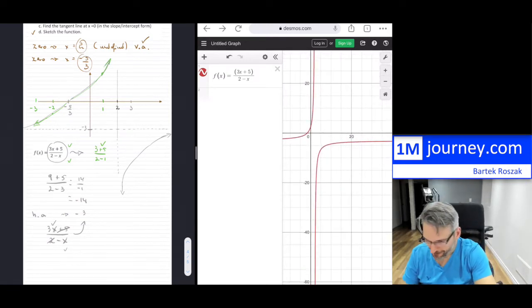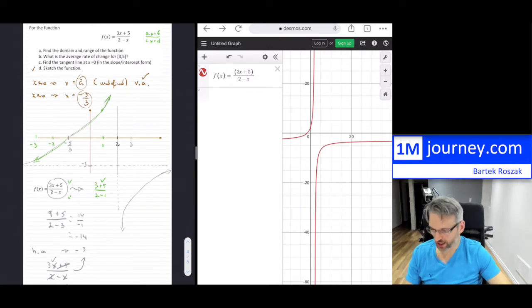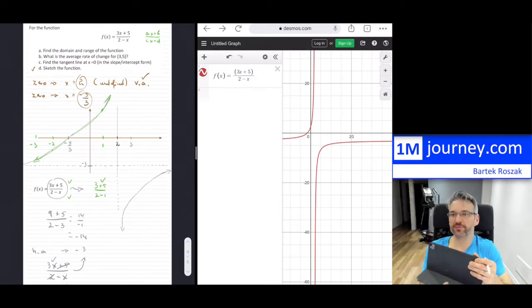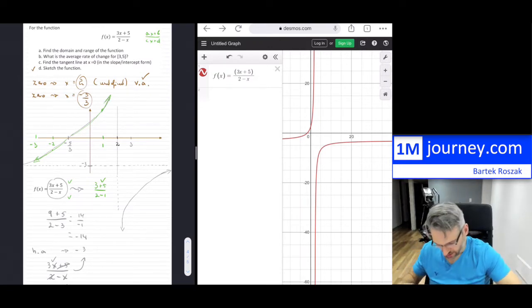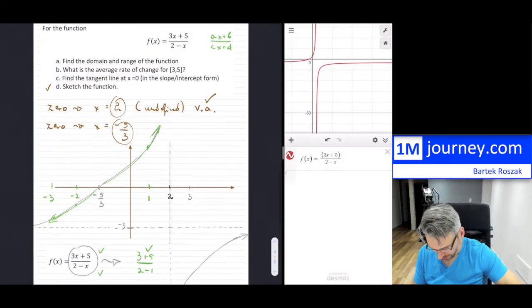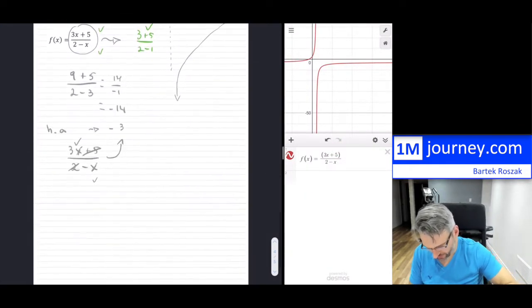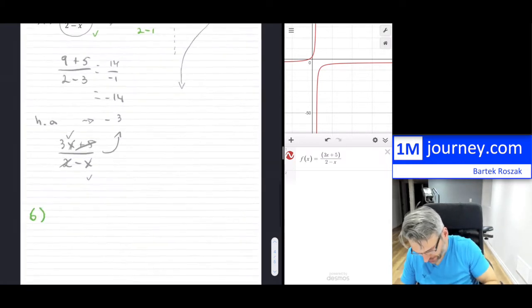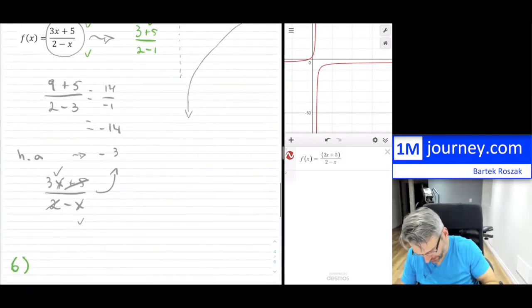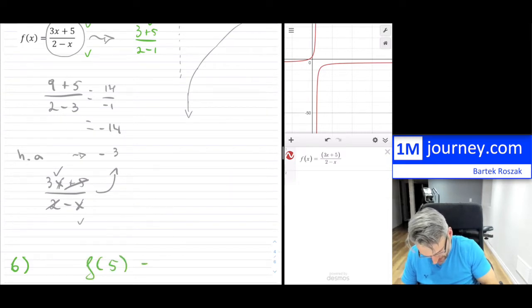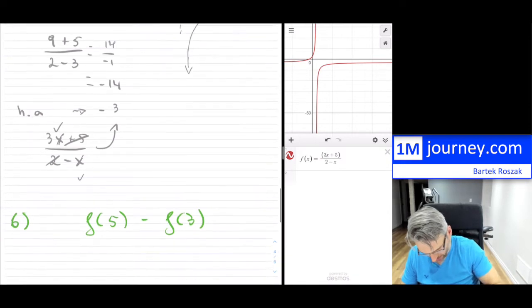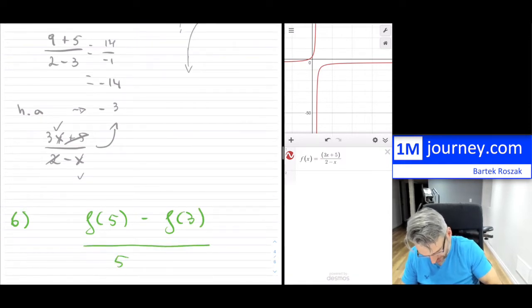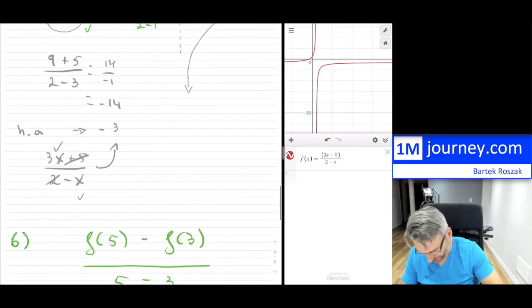So our average rate of change is between 3 and 5. So I'm going to remove this. Between 3 and 5, this is for part B. So we have F at 5 minus F at 3, over 5 minus 3, which is 2. Now substituting this in.